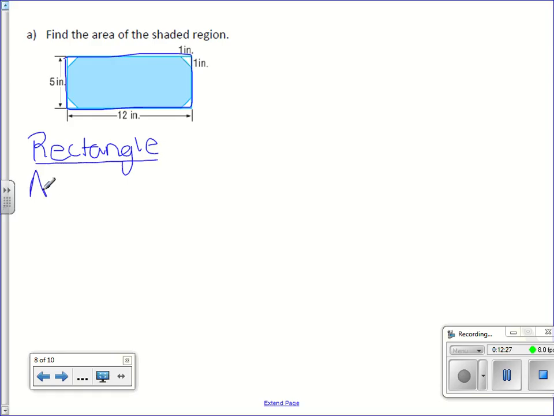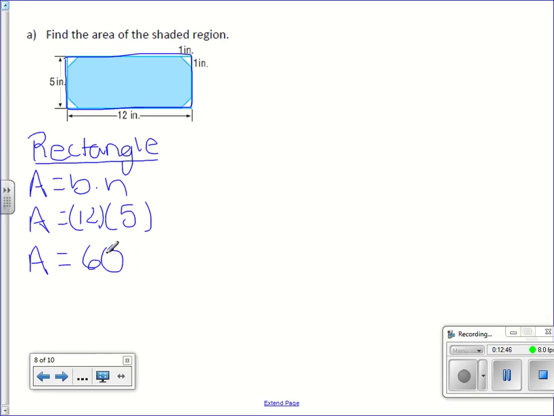The rectangle, area equals base times height. Area equals, the base is 12. The height is 5. Area equals, well, 12 times 5 is 60. So I know the area of that big rectangle is 60 inches squared. And then what do you notice about these little corners? What shape is that? Good, they're triangles. So we have triangle as our other shape, and keep in mind we have 4 of them.